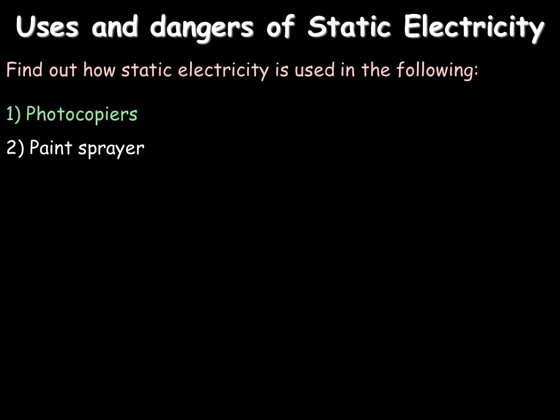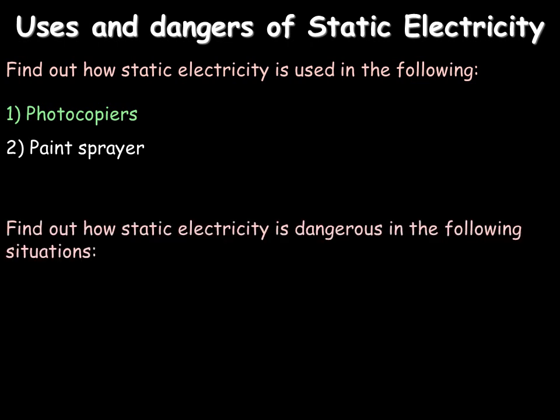Other uses are photocopiers, where the paper is charged up with the right charge and the ink the opposite charge, so it sticks to the right part of the paper. And the same with paint spraying. For example, spraying car bodies. Car bodies are usually made of metal, so if you charge that up with one charge and then the paint particles with an opposite charge, then it will spray onto the car body.